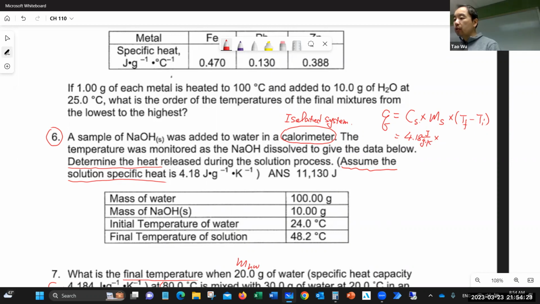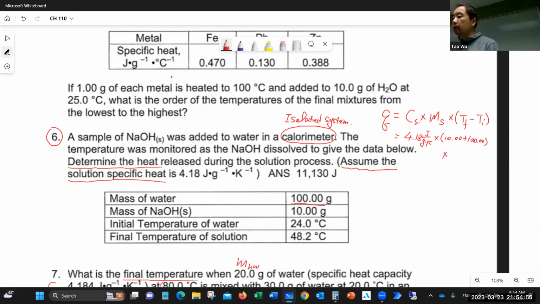Just to let you know, it's not 100 grams. Okay, 100 grams is just the mass of water. So what is the mass of solution? Yeah, it's 110 grams because solution is solute plus solvent, right? This is what we talk about. So solute is 10 grams, solvent is 100 grams. So the mass of solution is just 10 plus 100.